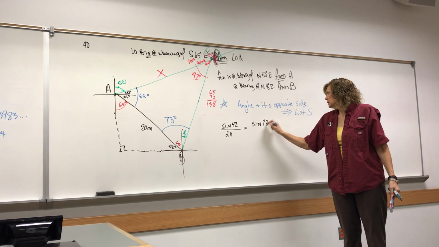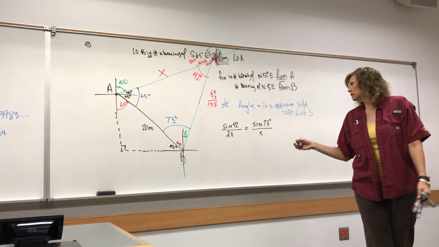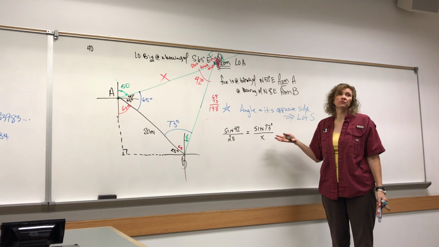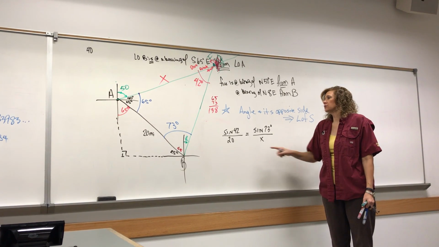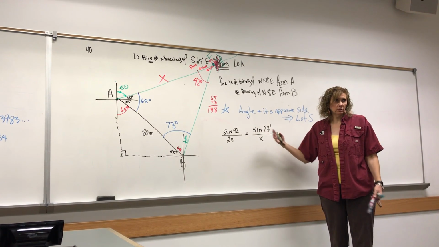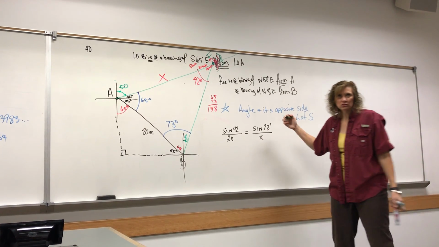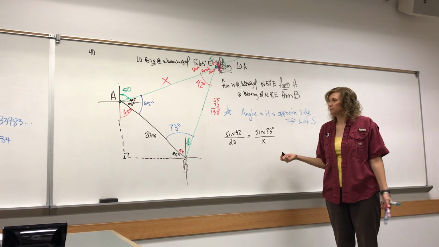Now, I don't really focus on which way is best to write my fractions. It'd be a lot easier if you wrote 20 over the sine of 42 equals x over the sine of 73, and then you don't have to cross multiply. I just always set it up and do the little bit of math. It takes me an extra 30 seconds, not so bad.